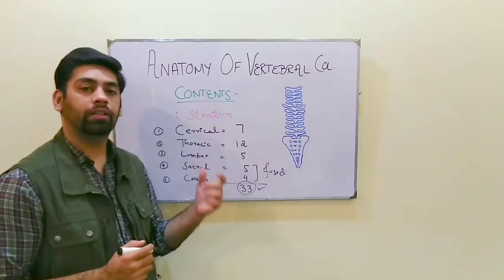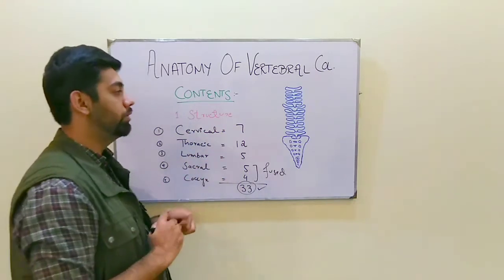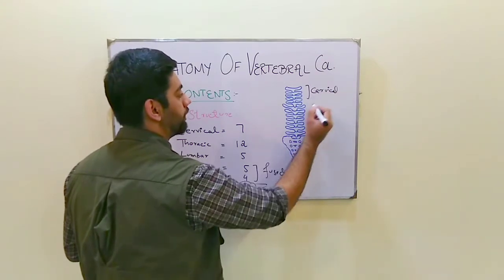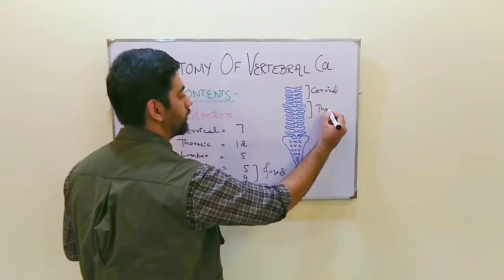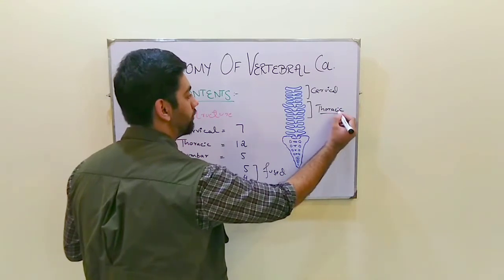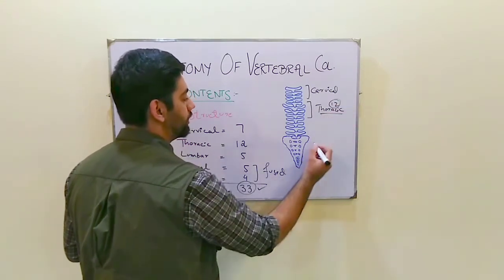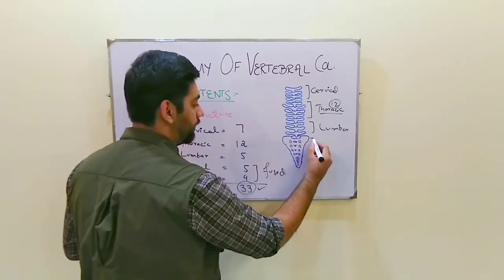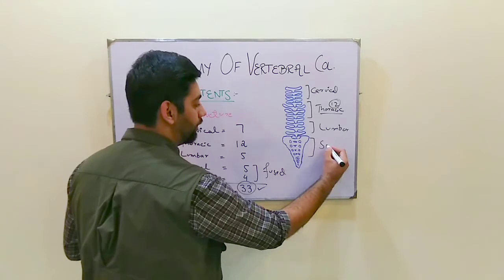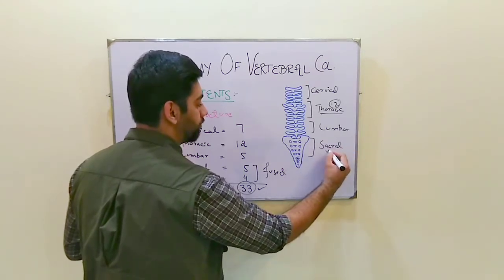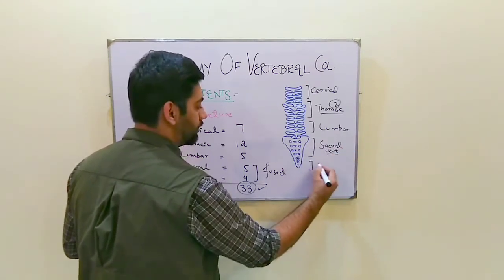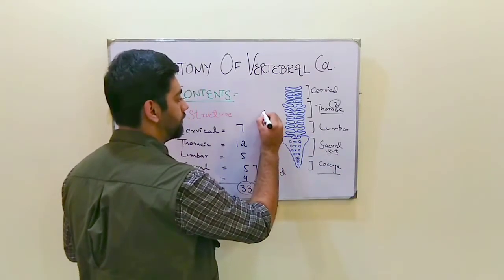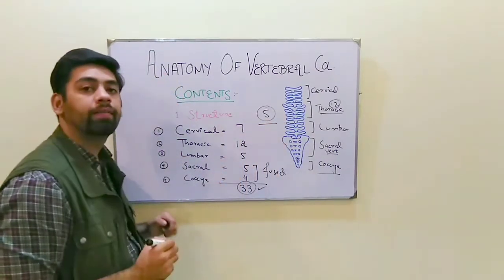I will again repeat, there are 5 different sections starting from top to bottom. This one is the cervical region. Then comes the thoracic region. The thoracic region consists of the most vertebrae that any region has. Then comes the lumbar region, which is the region of the lower back. And then this is the region of the sacral vertebrae. And then this is the region of coccyx. So together these 5 sections make up our backbone, the vertebral column.